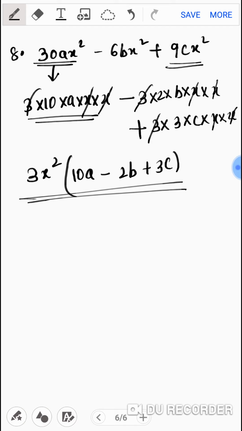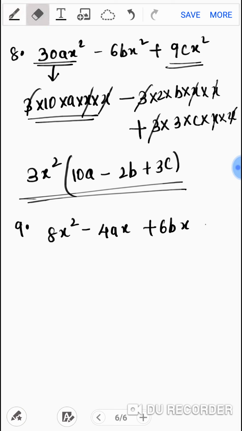I'll jump on to 9th, and it says 8x square minus 4ax plus 6bx. I have done this problem, I guess. So I'll take another.